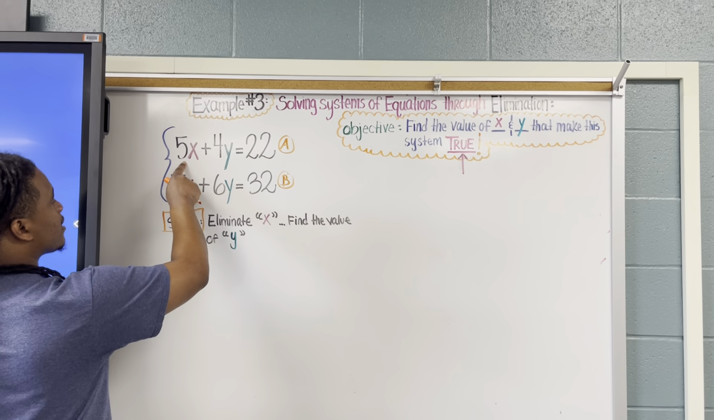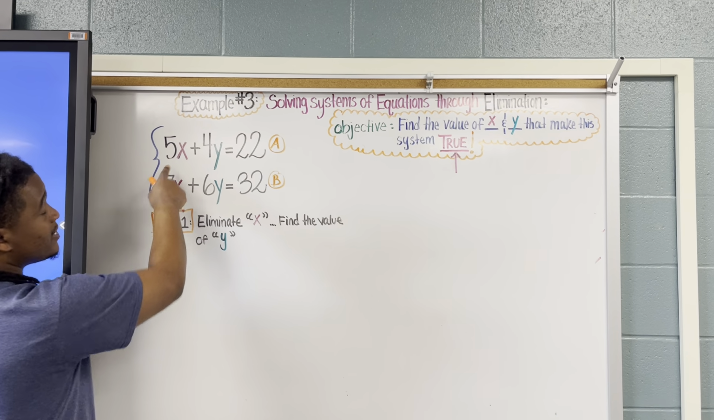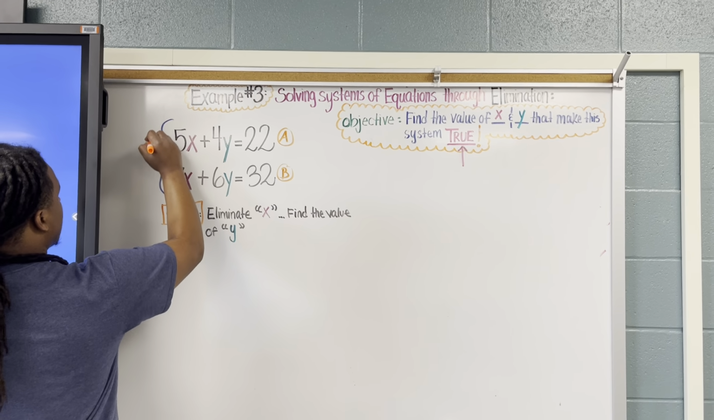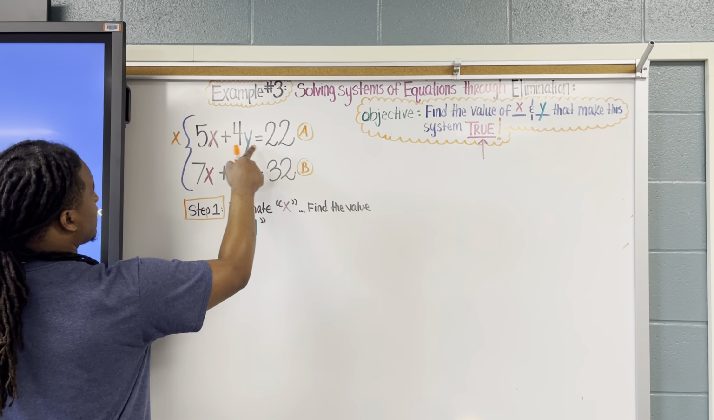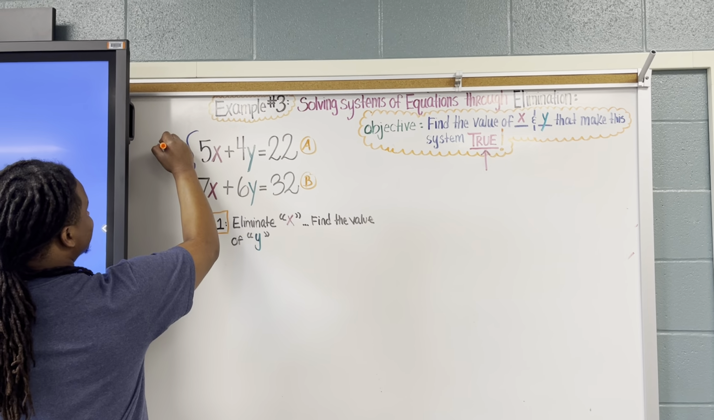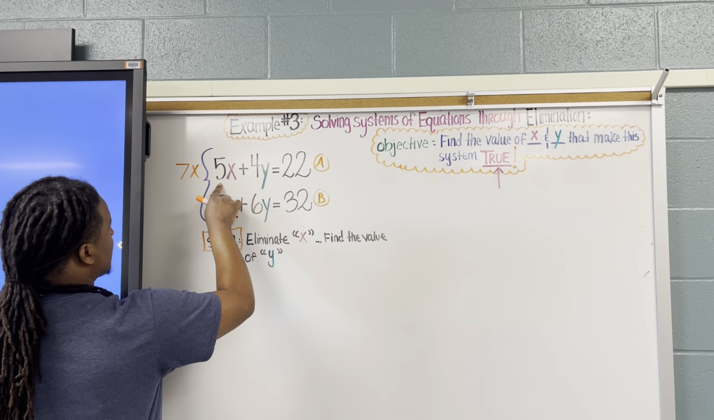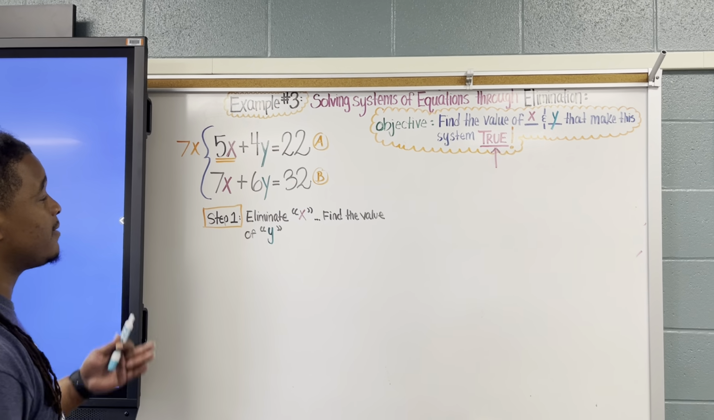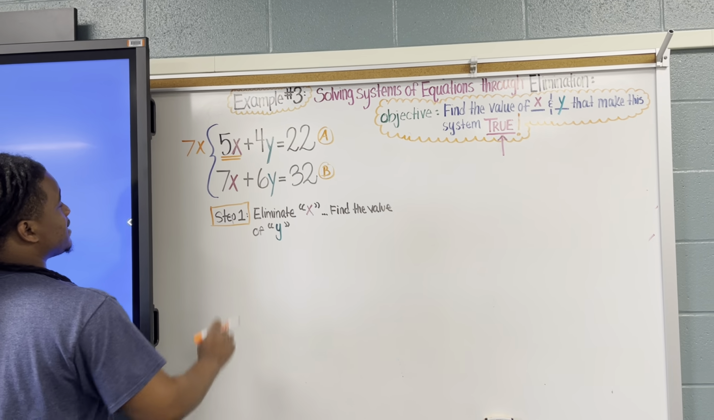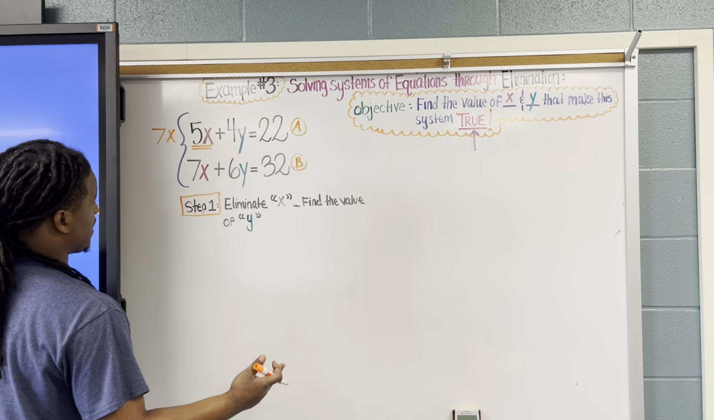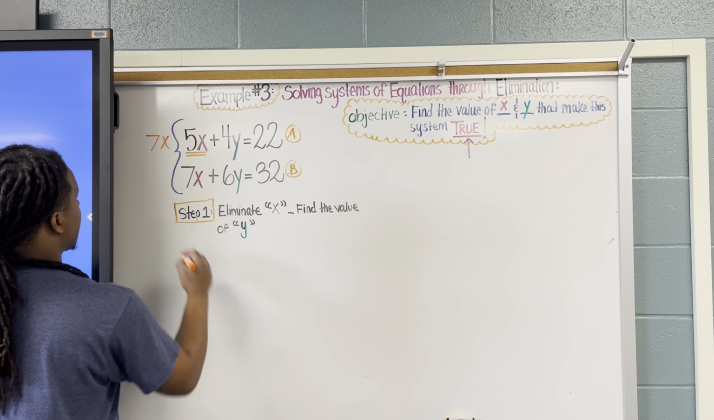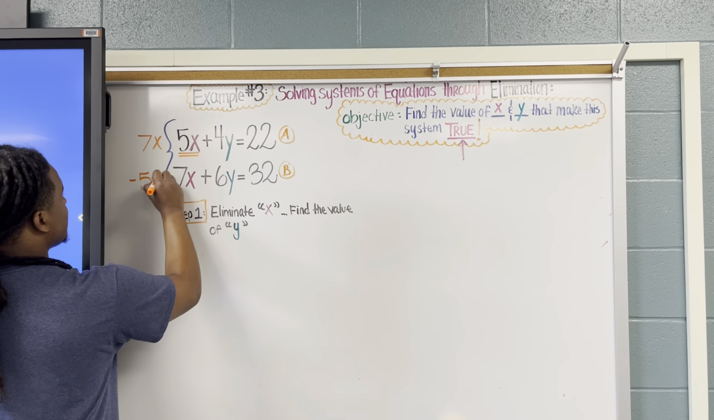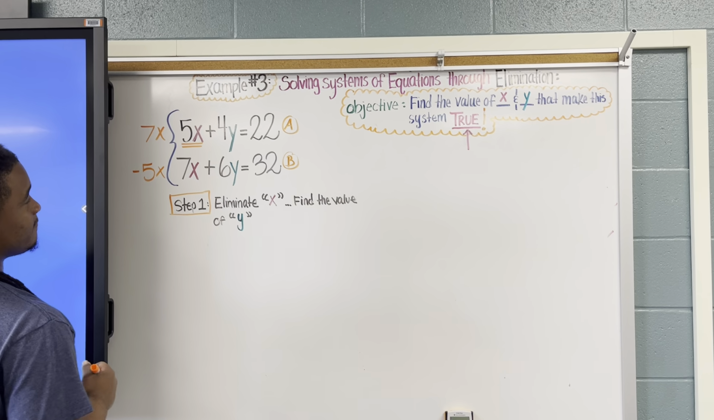So a common multiple of 7 and 5 is 35. If I multiply 5x plus 4y equals 22 by 7, then the 5x becomes 35x. Now, if I make that 5x become 35, then I need to make this 7x become negative 35. With that being said, I'm going to have to multiply it by a negative 5, because a negative 5 times 7 equals a negative 35.